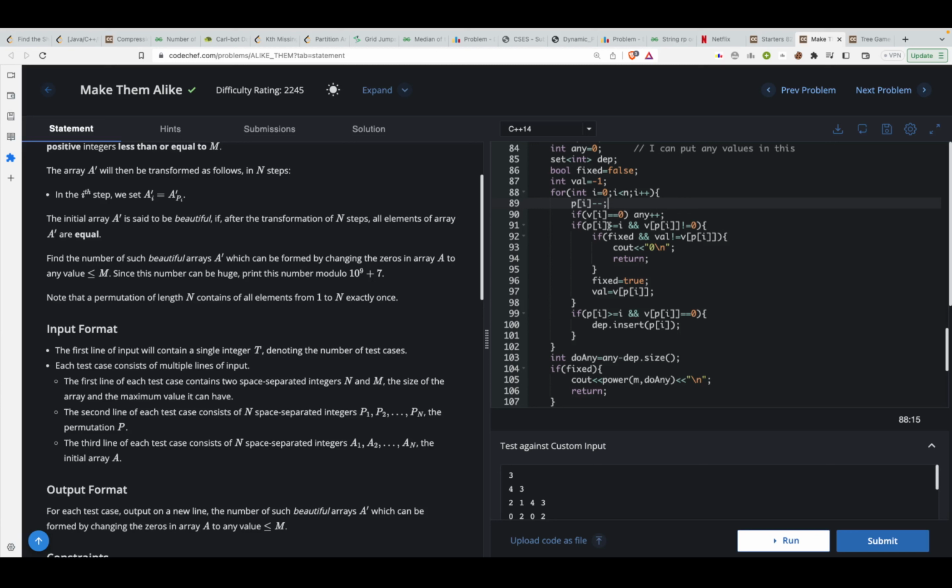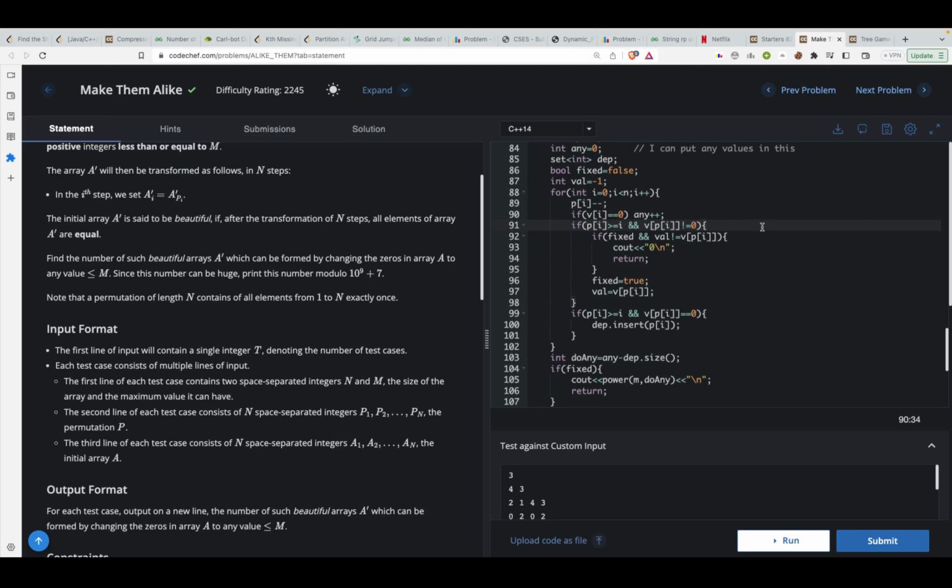Then I'm saying that if the current element is 0, then update my any. If your current element is greater than or equal to I, because I said that whatever values are before you or are to the left of you, you need not be concerned about them, right? So you only need to check for values which have a dependency on the values at your value or after your value, right? So if it's greater than or equal to I and the value at the particular permutation is not 0, in that case you have a fixed value, right?